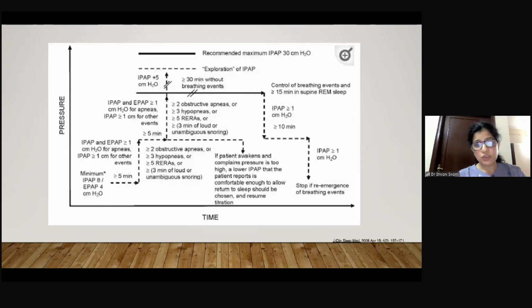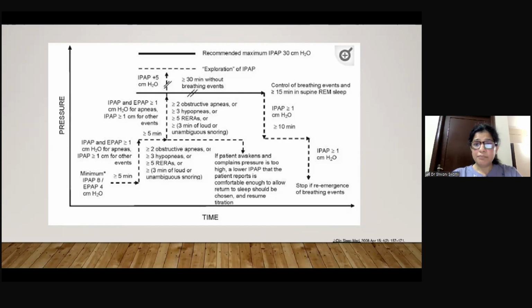I would also briefly like to discuss the BiPAP titration. So, if your subject is for a BiPAP, then again in the middle of the night, you switch over to a BiPAP with a minimum IPAP of 8, a minimum EPAP of 4, and you increase the EPAP and IPAP both by 1 centimeter of water for apneas. And if there are other events like hypopneas, RERAs, or snoring, just increase the IPAP by 1 centimeter. And we follow the same protocol that we look for these events every 5 minutes until these events are eliminated for at least 30 minutes without events, with at least 15 minutes of supine REM sleep.